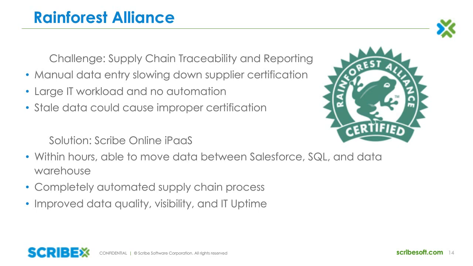So the solution was Scribe Online's integration platform as a service. Within hours they were able to move data between their Salesforce system, their SQL, and their data warehouse. They completely automated their supply chain process, so they were able to take some of the people that were doing the manual data entry and put them on other projects where their time was better spent and added more value to the business. Lastly, it improved data quality, visibility, and IT uptime because this is integration in the cloud and there's little downtime.